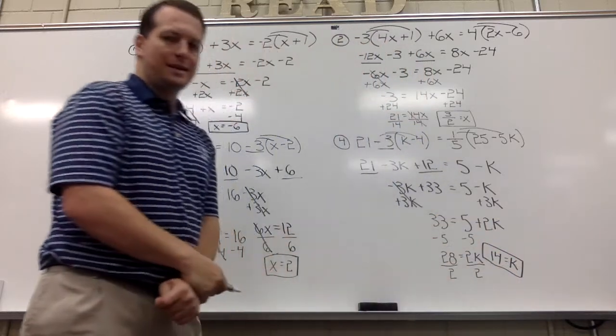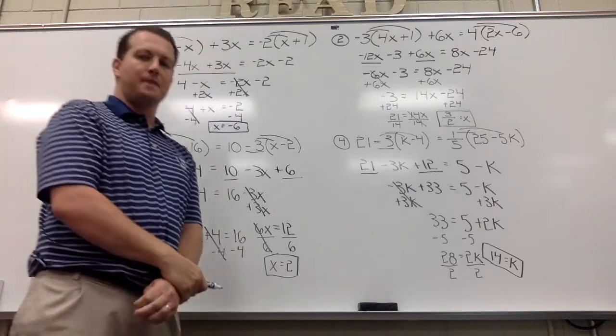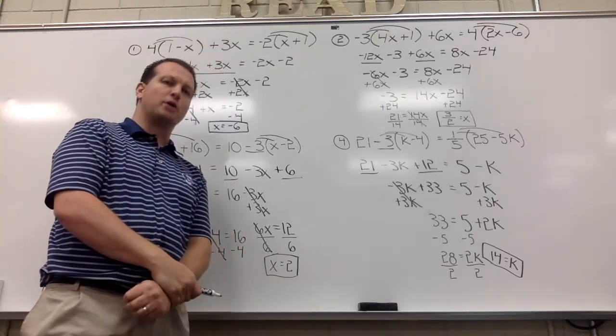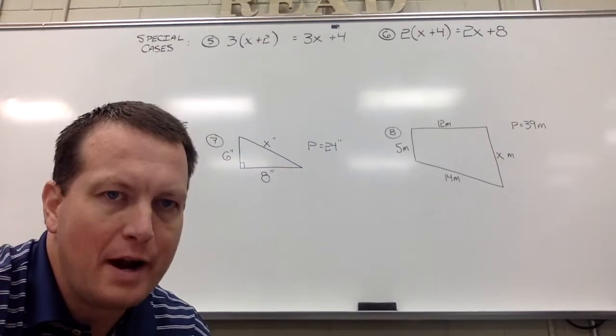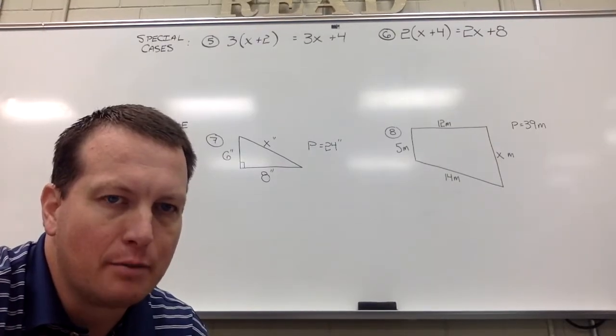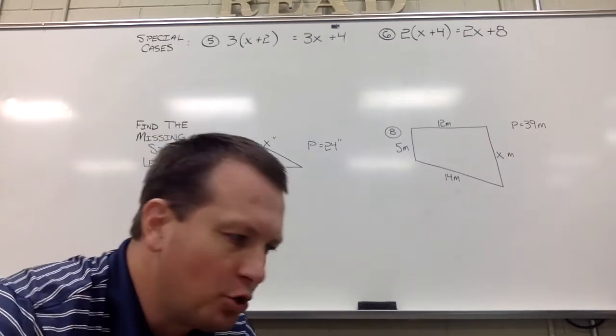Pause there. Examples 5 and 6 are special cases, and then take a look at a perimeter geometry connection. Let's wrap up here with daily number 3 notes. We're going to take a look at special cases.